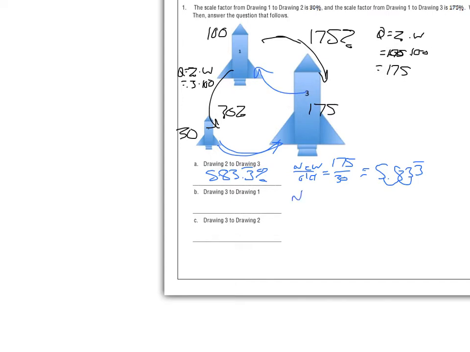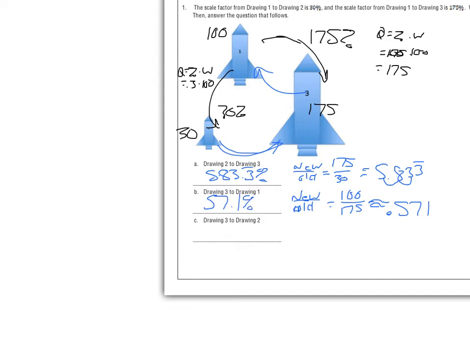Drawing 3 to drawing 1, so we're going now backwards here. So new over old. So our old in this case is 175 over 100. Doing that calculation, we get approximately 0.571. It's rounded. So that's approximately 57.1%.